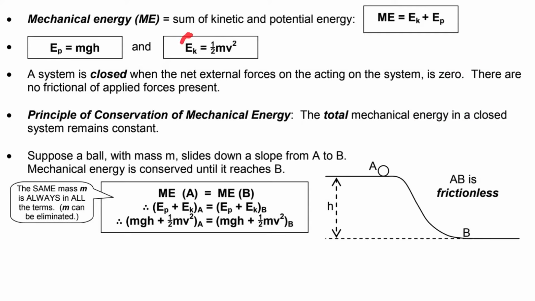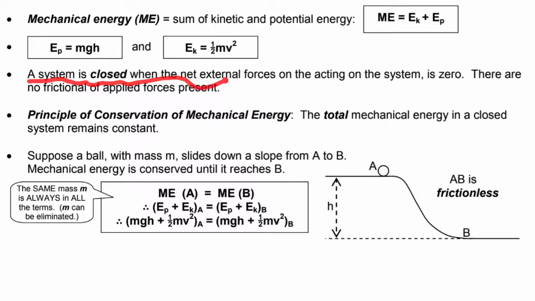Now, both these are energies, they are measured in joules. So even the mechanical energy, you add the two and they are in joules. It's an energy. Now, let's look at the closed system.